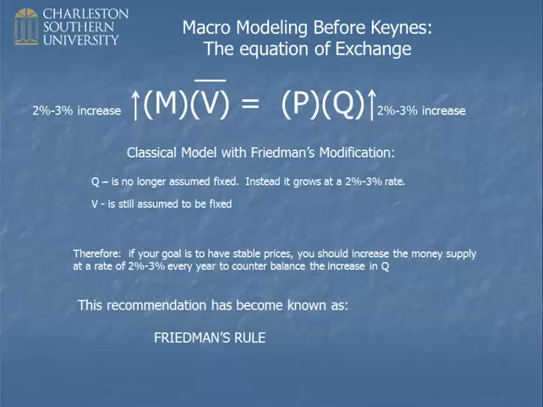You could have a computer do this. You wouldn't need Ben Bernanke or the Board of Governors or any of those staff economists at the Federal Reserve. You could just have this rule and a computer could increase the money supply 2 or 3% a year.